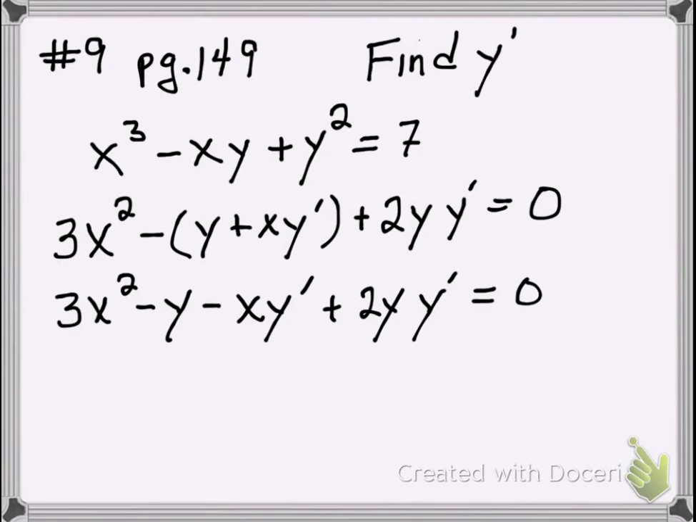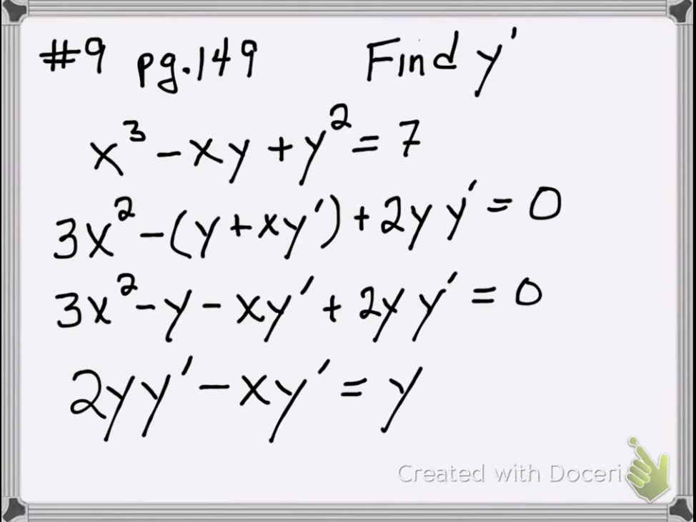We're also going to reorder things a little bit. And when we do that, we get 2y y prime minus x y prime is equal to y minus 3x squared.